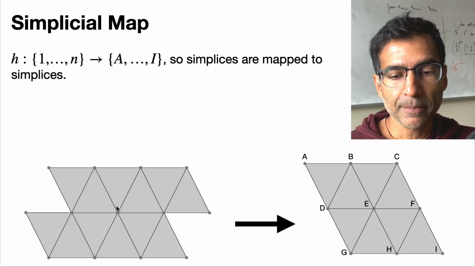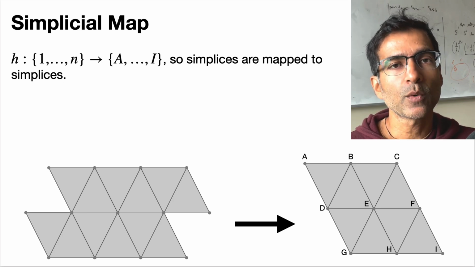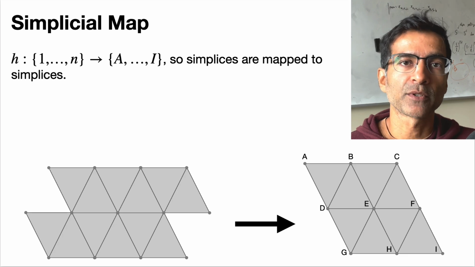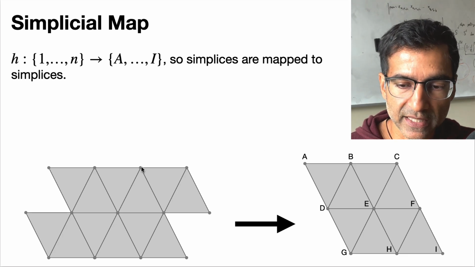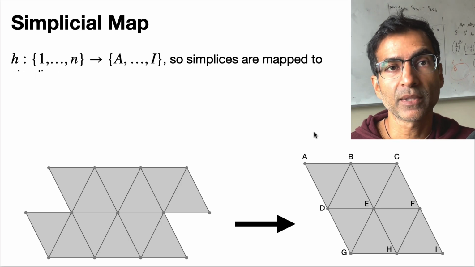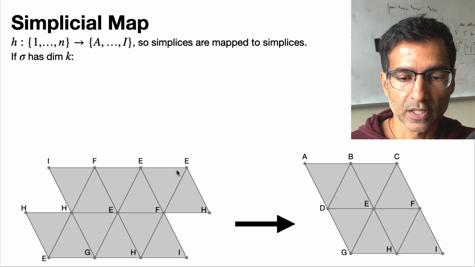A simplicial map from this complex to this one is a function that maps every vertex here to a vertex here, in such a way that a simplex is mapped to a simplex. So I want to assign for every vertex here a vertex here in such a way that a simplex will always be mapped to a simplex. So here's an example of such a map.